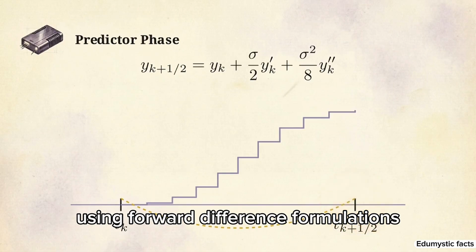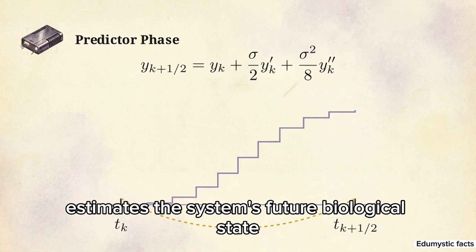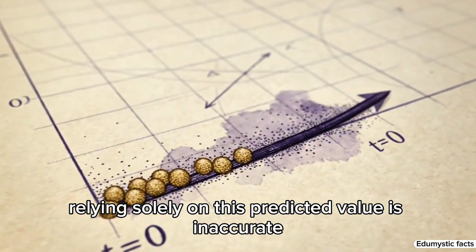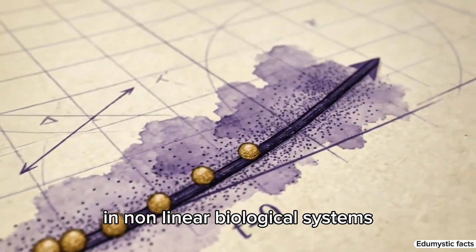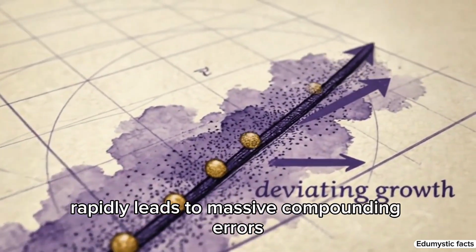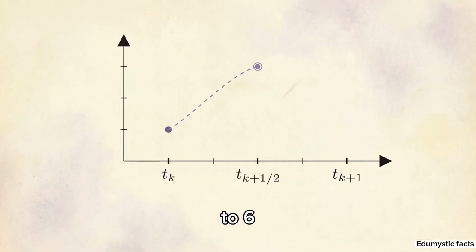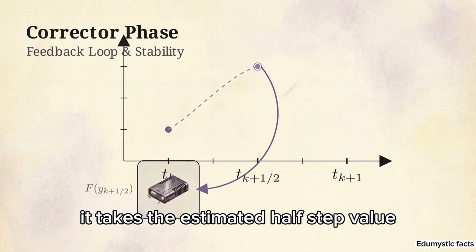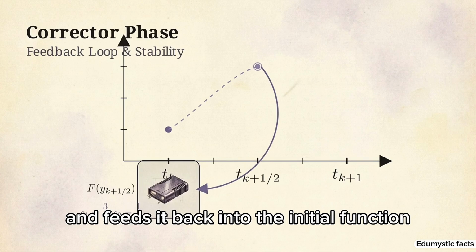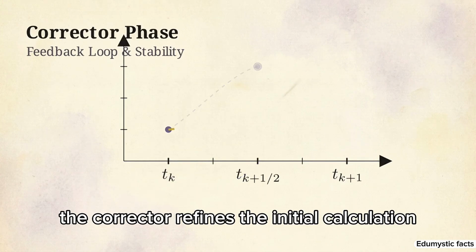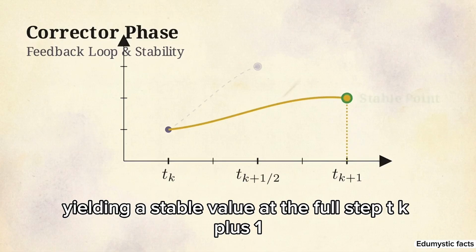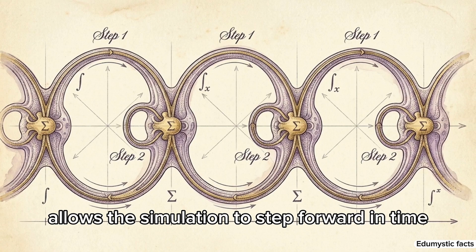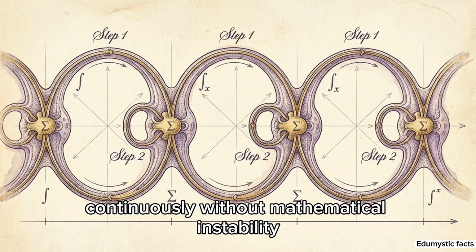Using forward difference formulations, the algorithm estimates the system's future biological state at the half step. Relying solely on this predicted value is inaccurate. In nonlinear biological systems, a small predictive deviation rapidly leads to massive compounding errors. To fix this, the algorithm introduces the corrector equation. It takes the estimated half-step value and feeds it back into the initial function. The corrector refines the initial calculation, yielding a stable value at the full step tk plus 1. This two-step loop architecture allows the simulation to step forward in time continuously without mathematical instability.